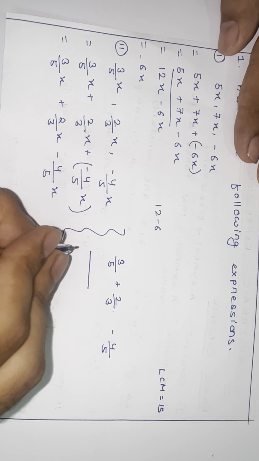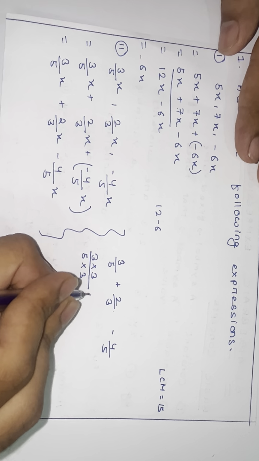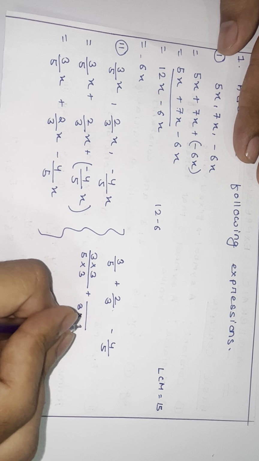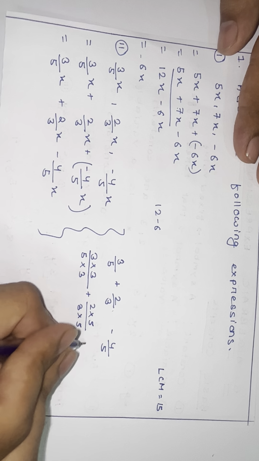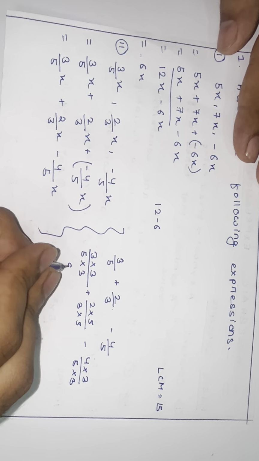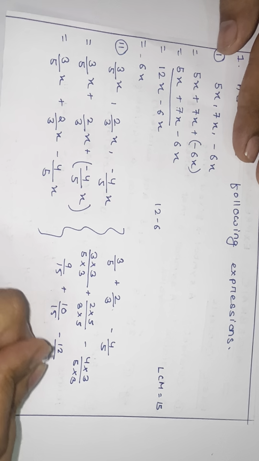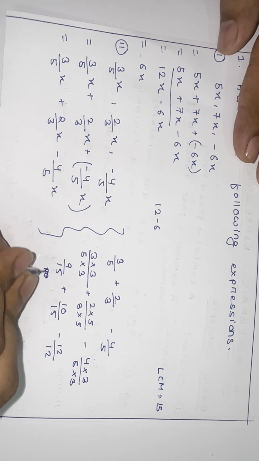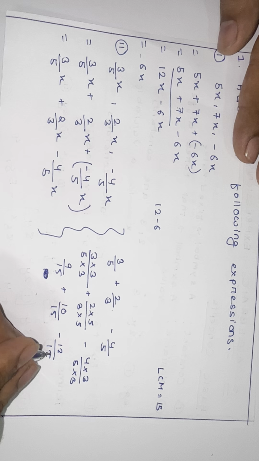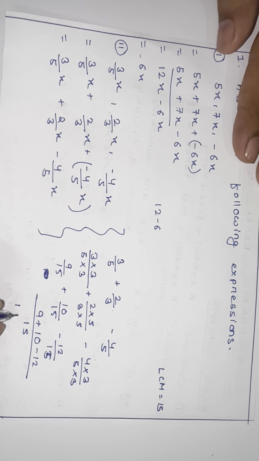5 how many times is 15? 5 threes are 15. So numerator and denominator I am multiplying by 3. Now 3 how many times is 15? 3 fives are 15. Below also 5, top also 5. Then 5 times 3, below also 3, top also 3. So this is 9 by 15 plus 10 by 15 minus 12 by 15. Denominators are same, this one also 15. So 9 plus 10 minus 12. 9 plus 10 is 19, minus 12 by 15. That is 7 by 15.